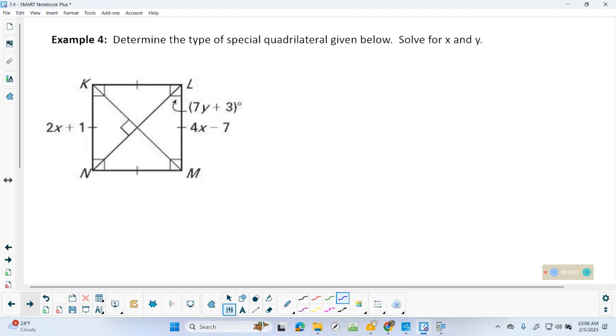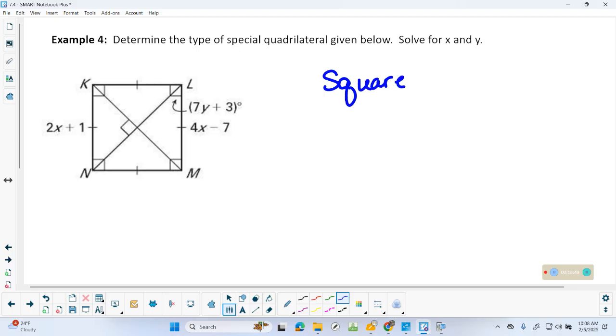Let's actually do something with math, right? Okay, first off, determine the type of special quadrilateral. So is that a rectangle, a rhombus, or a square? What do you think? Rectangle, rhombus, square. Square.